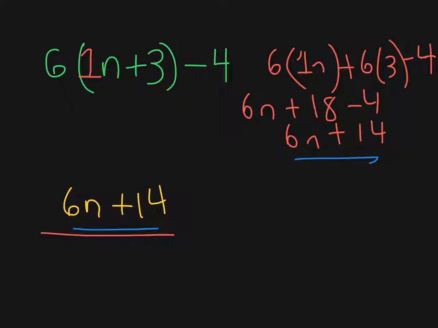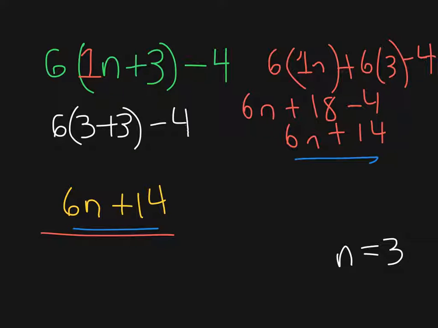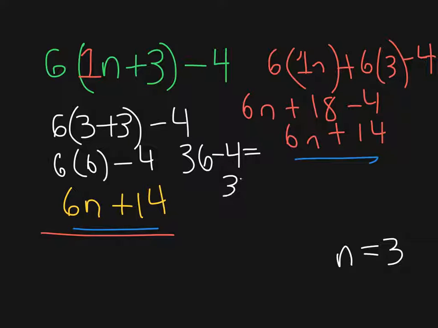Now there's another way of doing it, and what you do there is plug in a value for n and see if it's true in both of the expressions, and if it is, then they are equivalent expressions. So let's say n's value is equal to 3. I'm going to do 6 times n, which is now 3, so I'm just plugging in 3 there. We're just substituting in that value. So 6 times 3 minus 4, that's going to be 18 minus 4, that's going to be equal to 14.